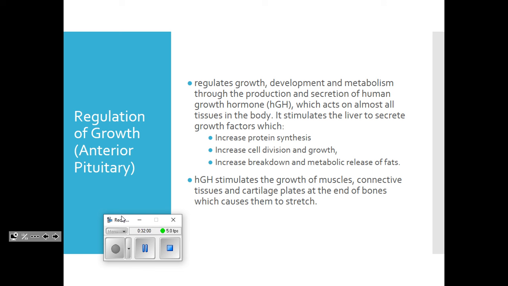Now, HGH stimulates the growth of muscles, connective tissue, and cartilage plates at the end of bones, which causes them to elongate and stretch. So bones are another thing that growth hormone specifically affects. Yeah, it affects your whole body, but your bones are specifically affected by this, and it's one of the reasons that they can continue to be longer. There are a couple of other hormones that act on your bones in different ways, but growth hormone is the one that's causing them to get longer, which would explain how people get taller.